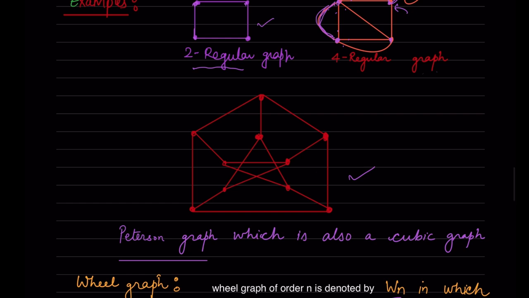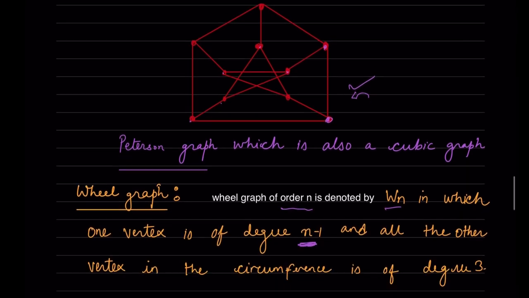This is called a Petersen graph, which is also a cubic graph. It means the degree of each vertex is 3. So this is called a cubic graph, and we can also say Petersen graph.